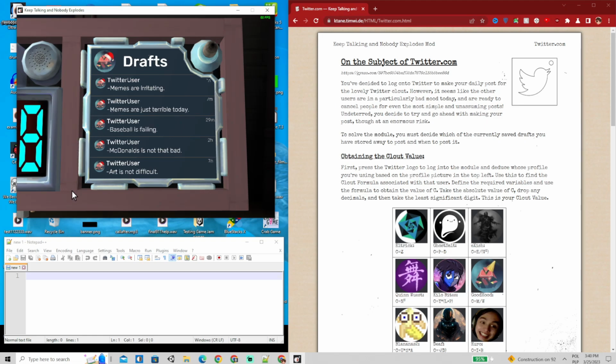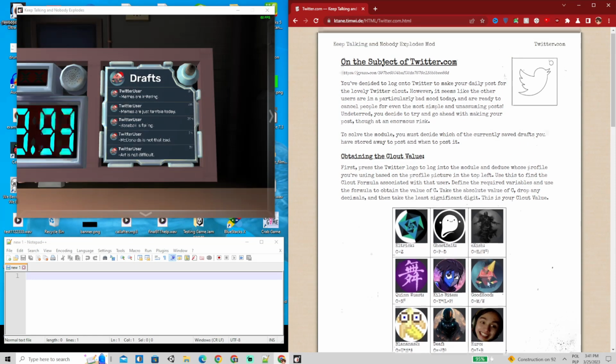In order to solve this module, we'll pretty much need to tweet out one of these drafts at a specific time. But before we can do that, we need to determine something called the clout value. So the first step is to determine who this account belongs to, or who this person is. The only thing that you have to go off of is the profile picture. So in this case, it would be Good Hood.